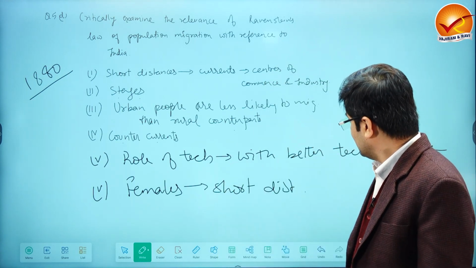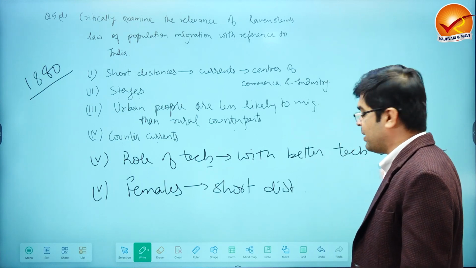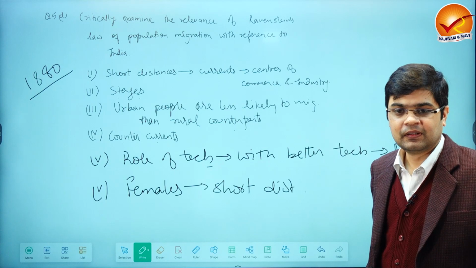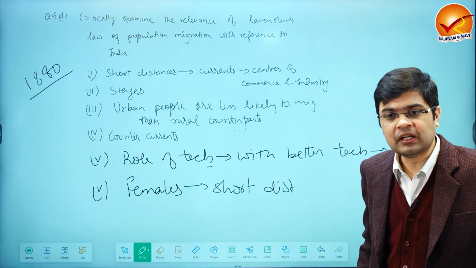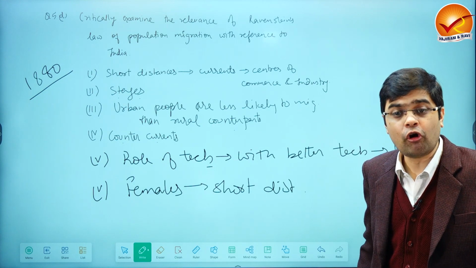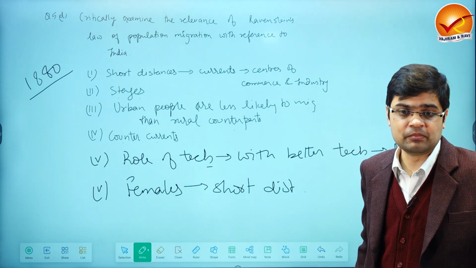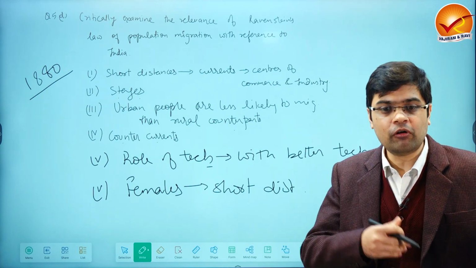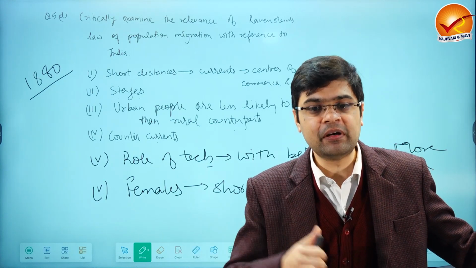Now, role of technology: with better technique, more migration. Is it possible? It is possible to migrate to far-off places because of the communication systems, with the expansion of the railway network, with better connectivity between different areas.